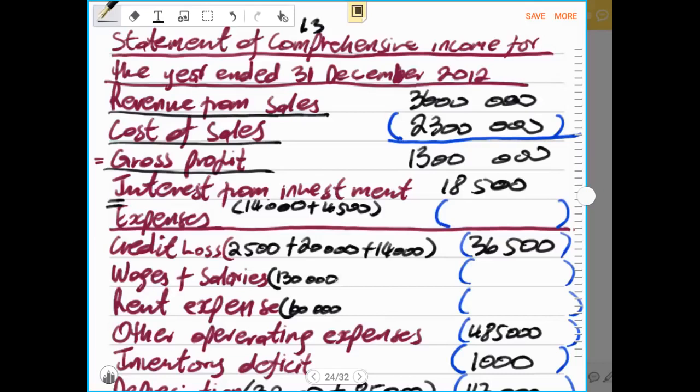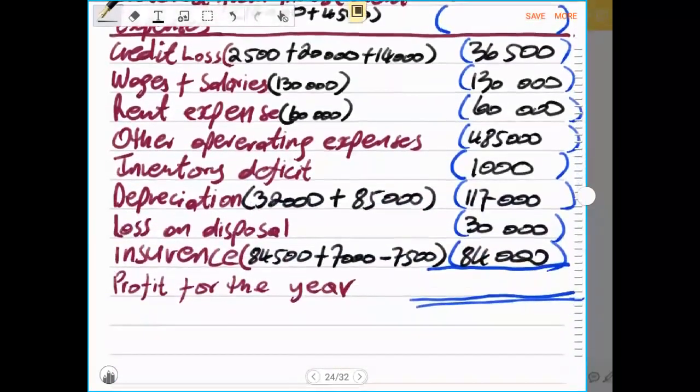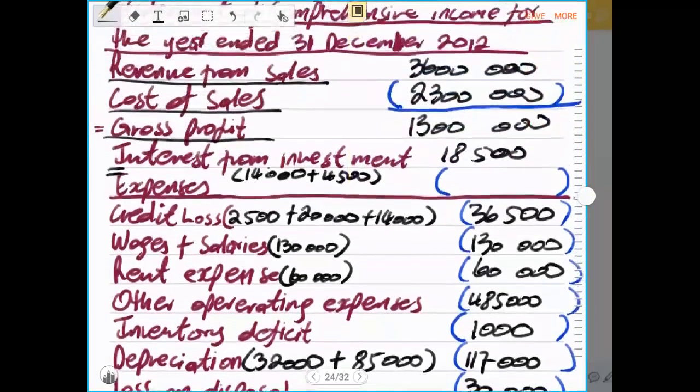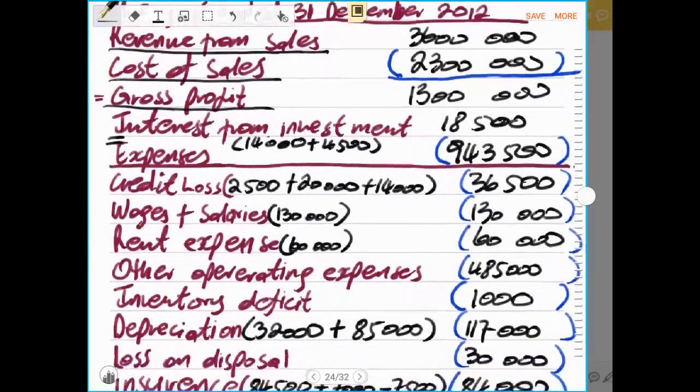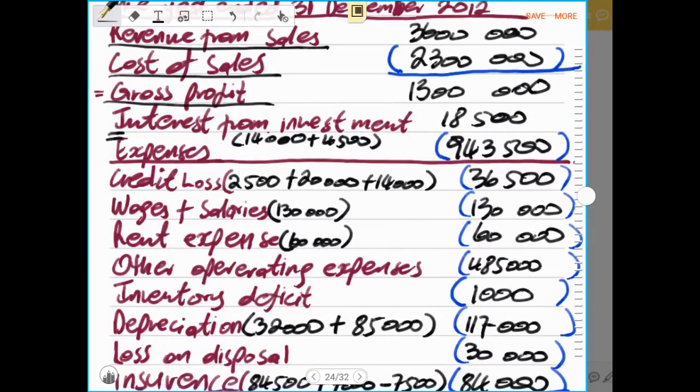Then we have our wages, and there was no adjustment regarding wages. We record that as it is. Rent, there was no adjustment, just record the 60,000. All other expenses have been accounted for. So now we can just totalize all the expenses, and the total of all the expenses will give you 943,500.